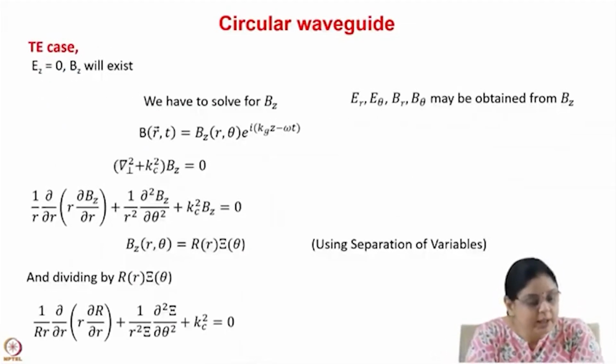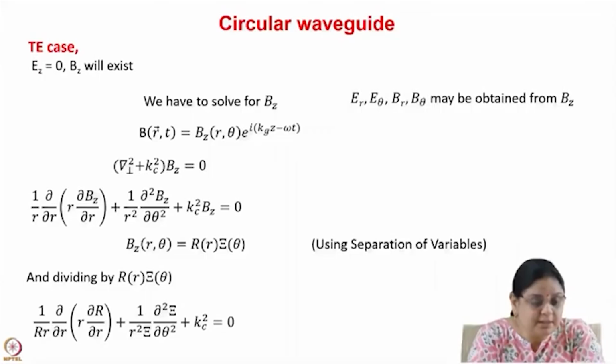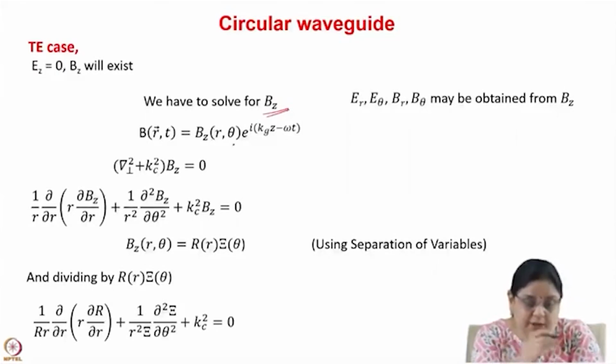Now for the TE case, Ez is equal to 0 and Bz will exist. So now we have to solve for Bz. Again, as before, since the circular waveguide is bounded in the r and theta directions and open in the z direction, the equation can be written as Bz(r, theta). The amplitude is a function of r and theta only, and propagating in the z direction.